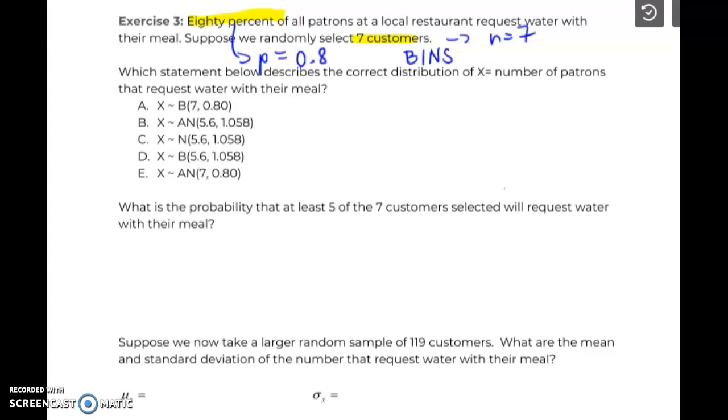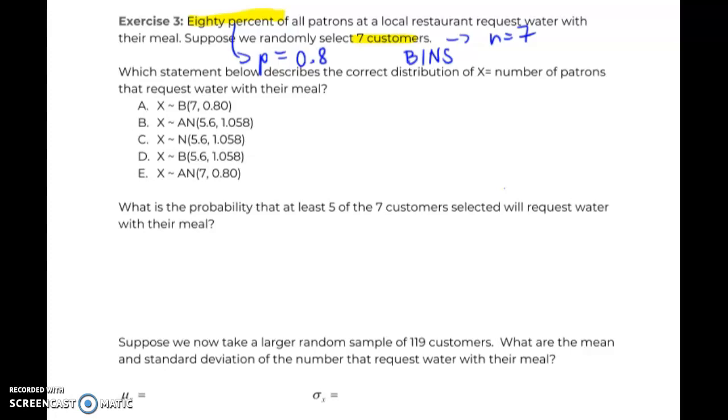B is binary. Either you request water or you don't. Independence: we're picking a small sample from a large population, so each person is independent from another. We have a fixed number of trials because we're looking at 7 customers, and our probability of success remains the same. Every person has an 80% chance of picking water.